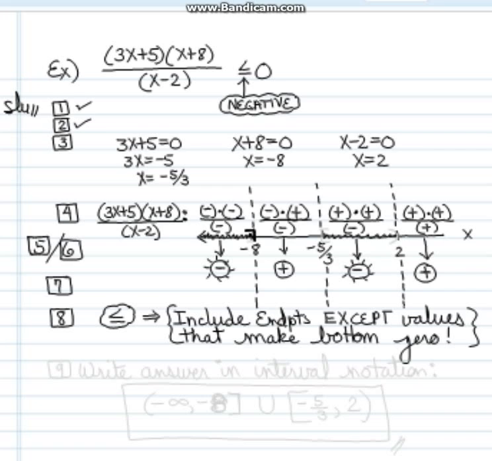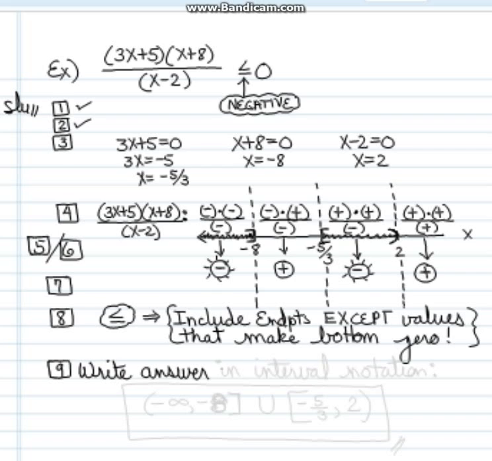Let's put a big boxy bracket on it. How about negative 5/3? Negative 5/3 minus 2, that's not 0, so we can include that with a boxy bracket. And how about 2? 2 minus 2? Oh yeah, that one does make the bottom 0, so you better not include it. Put a round bracket. And then finally, step 9, write the answer.